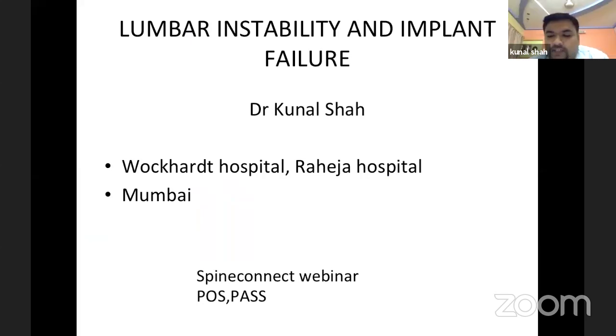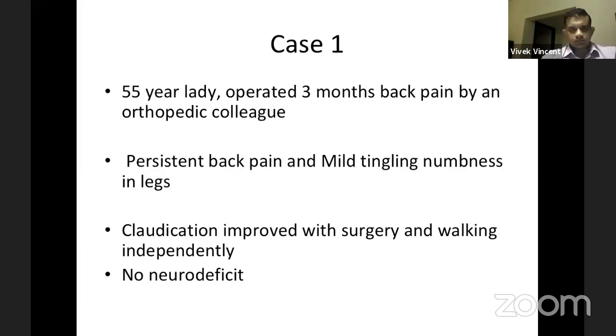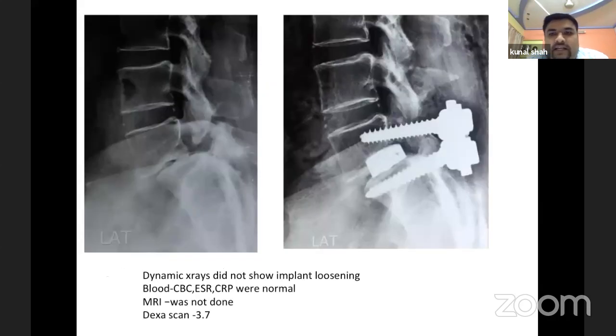starting with my first case, it's a very short case. A 55-year-old lady operated 3 months back by my orthopedic colleague, presented to me with a persistent back pain and mild tingling numbness in both the legs. The claudication had improved after the surgery and she was walking independently and there was no deficit. And she presented with this kind of an X-ray to me. This was the preoperative X-ray, and this was the 3-month X-ray when she came to me with persistent back pain and only mild tingling numbness in both the legs.